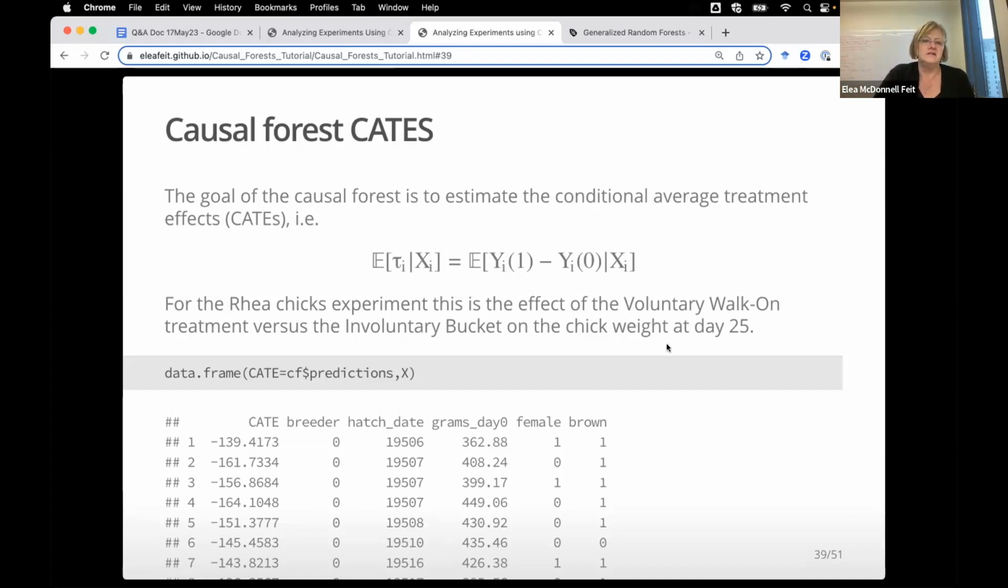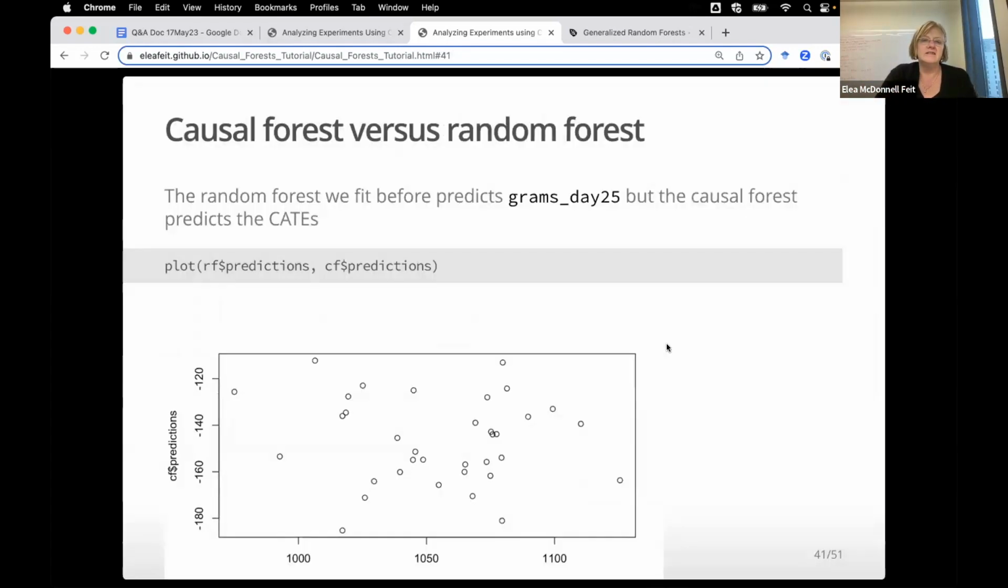All right, good. So we looked at the heterogeneity in the CATEs. I wanted to remind you guys that this is not the same thing as the random forest. In the random forest, the predictions are for the grams day 25 variable. So there are numbers like from 1,000 to 1,100. The causal forest predictions are different. They're the treatment effect. So they're the difference between the bucket and the walk-on. And they're on a scale from about minus 120 to minus 180. So they're totally unrelated to each other. So the causal forest is doing something very different than the random forest. The random forest predicts those values.